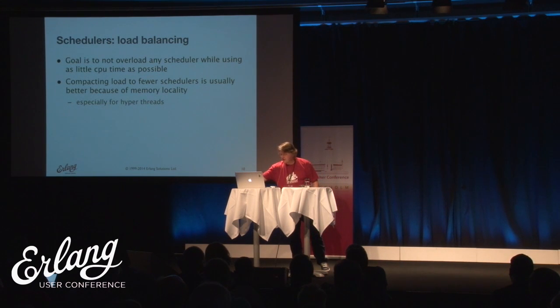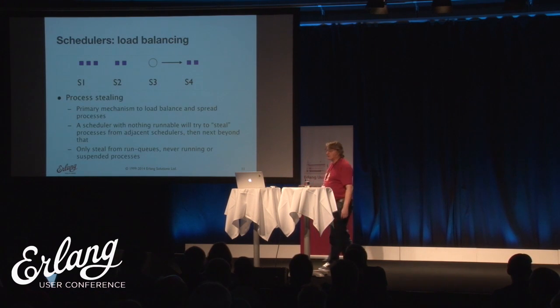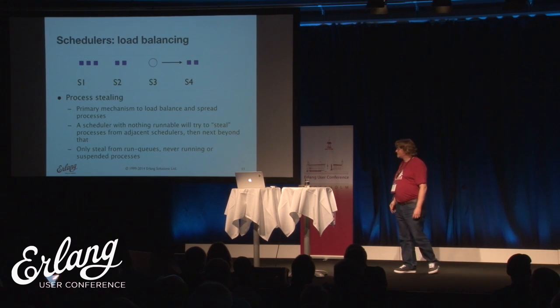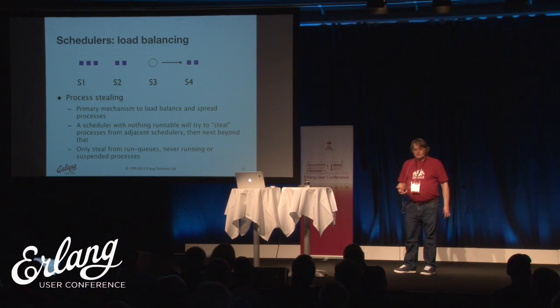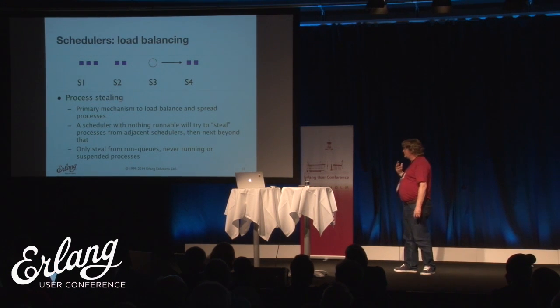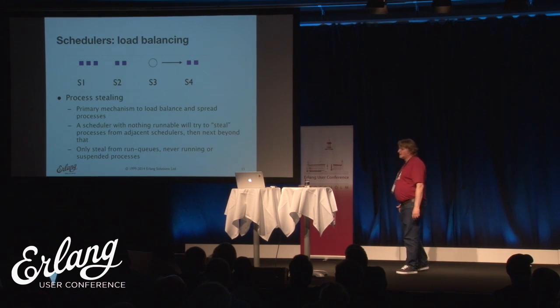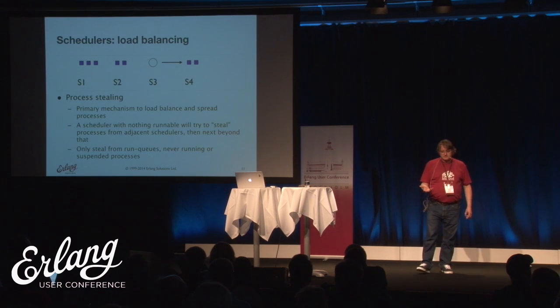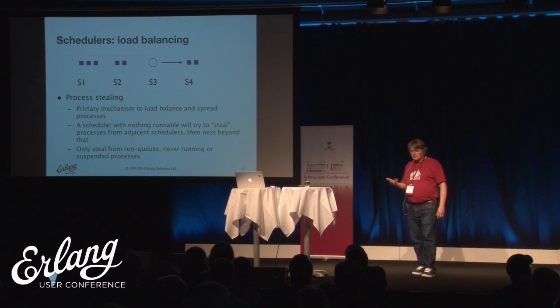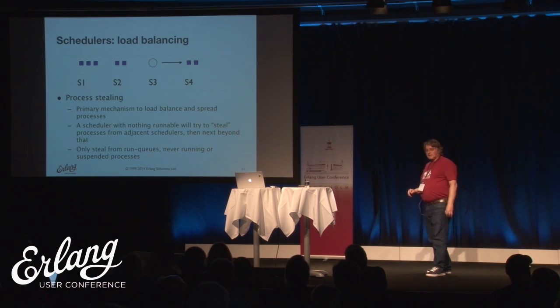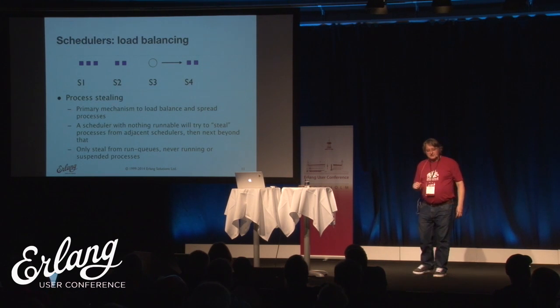Well, there are a number of ways it does the load balancing, spreading things out. And the first way, the simplest way, is something called process stealing. It actually steals more things than processes, but this is the basis of it. So this is the primary mechanism that's used to load balance and spread processes. And it's purely local. So how it works is that if a scheduler finds it has nothing to do, so it has no runnable processes, there's nothing in the process queue, and none of the processes it owns have anything to do, it will try and go out and steal processes from another scheduler.